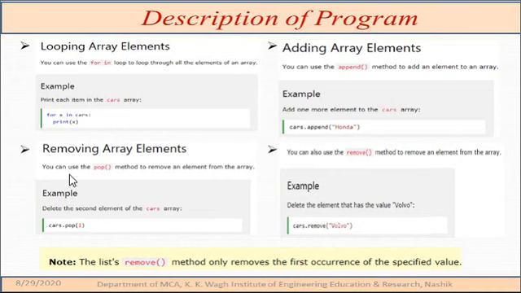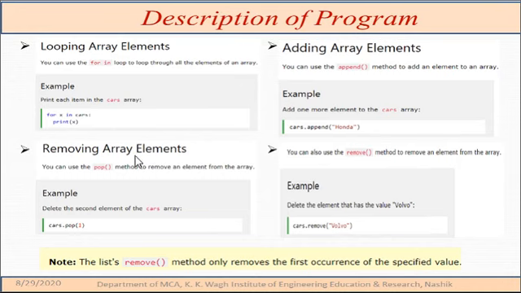Whereas if I want to add elements to an array, I get a method called the append method, and we have used this method for our assignment also, for adding an element into the array. So you give the array name along with the method, and then whatever value you want to add, you put in brackets, so that it can be added to your array.